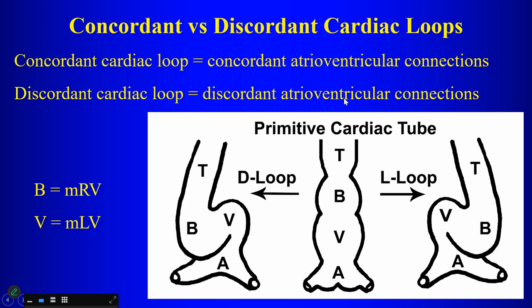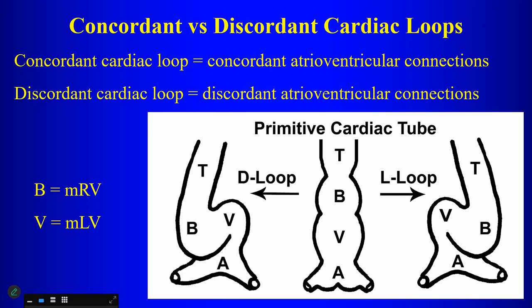So what do we mean? What's a concordant atrioventricular connection? What do we mean if I say concordant atrioventricular connection? The morphologic right atrium connects to the morphologic right ventricle. The morphologic left atrium connects to the morphologic left ventricle.